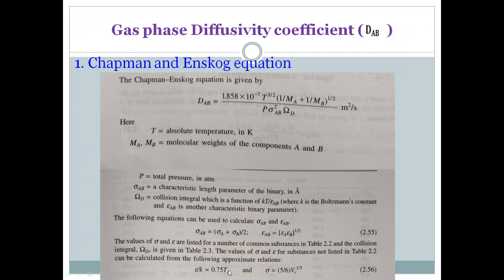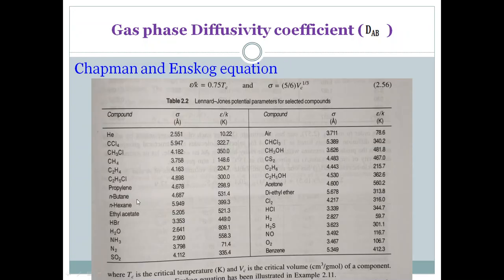So for a particular component, the critical point is required. When the critical point is known, that means TC, Vc and Pc will be known. So from Vc you can calculate sigma, and from TC you can calculate epsilon. Once you get epsilon, how will you get the collision integral? This is the thing I am telling.